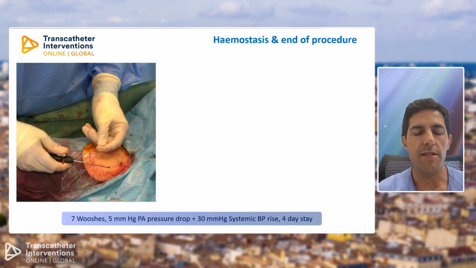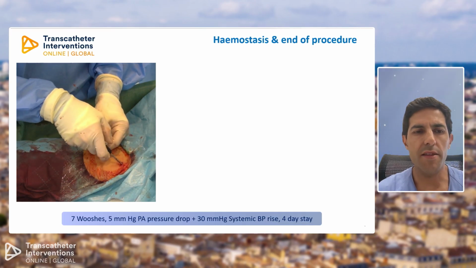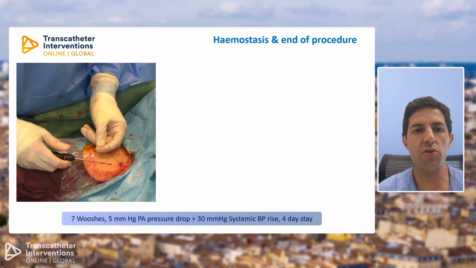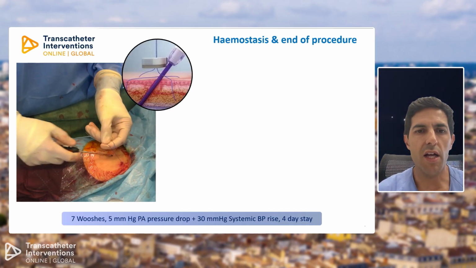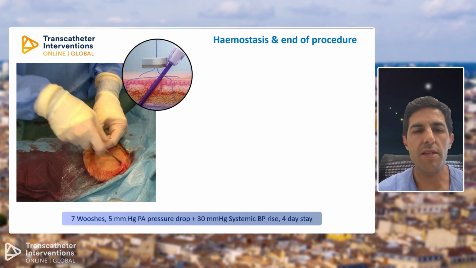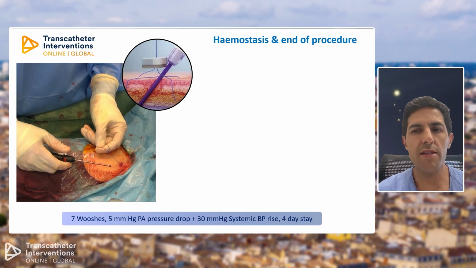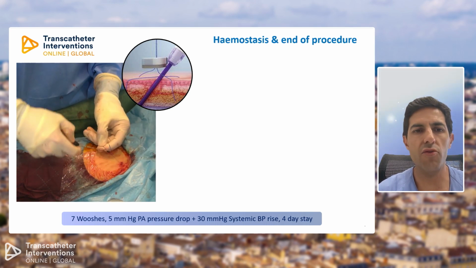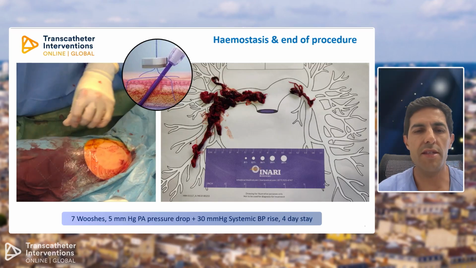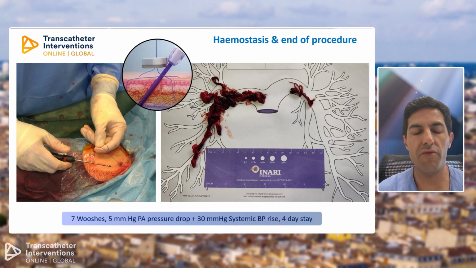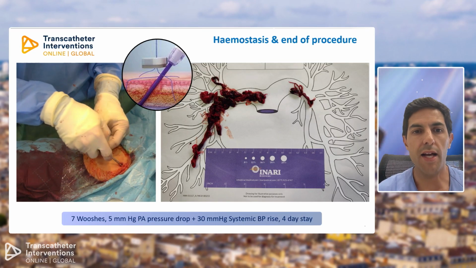Next thing that I want to show you is just the hemostasis and the end of procedure. You will see this kind of thrombi. This is the flow stasis, so it's an ancillary tool for a figure of 8. And this is the typical amount of thrombus that you can recover from a case like this.